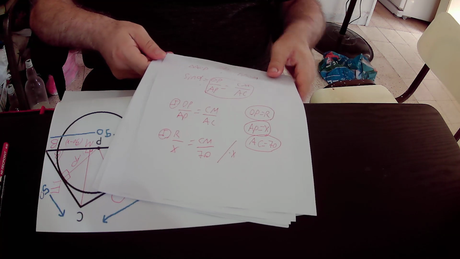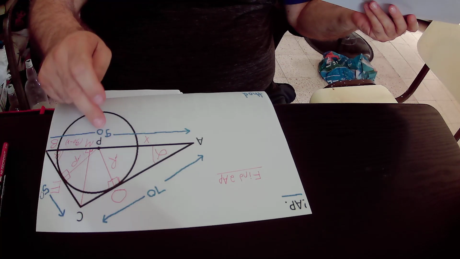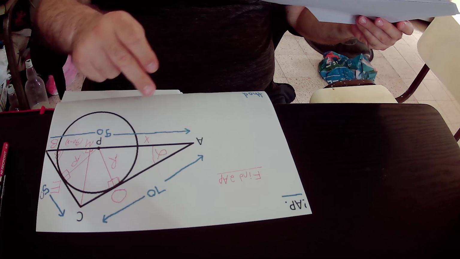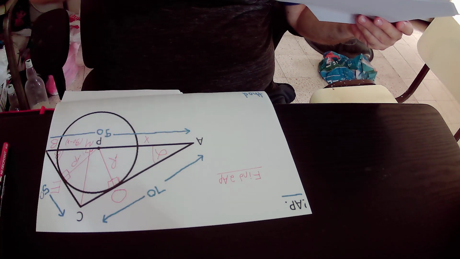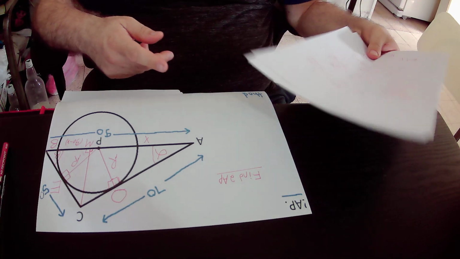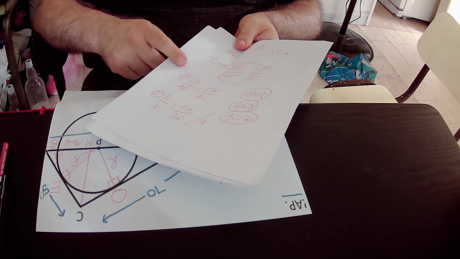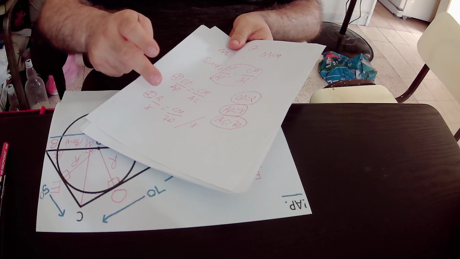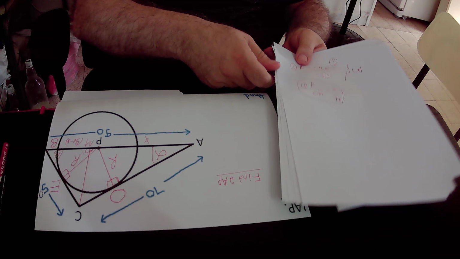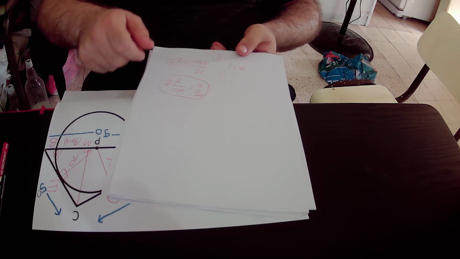For that we know that OP equals R, AP equals X, and AC equals 70 units. We put this data in equation 1 and we got that R over X equals CM over 70, and so in equation 1, R over CM equals X over 70.